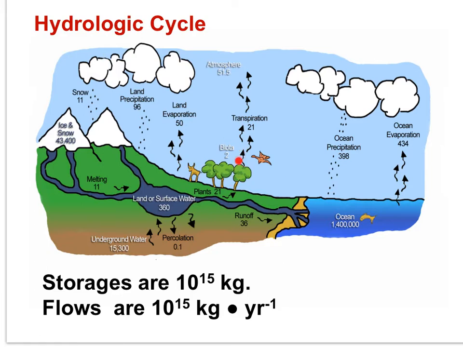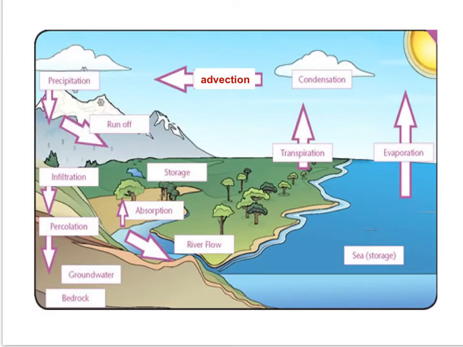Organisms are a storage of water. Ocean is a storage. Lakes, rivers, land or surface water. Groundwater, ice caps and glaciers, and atmosphere. And don't forget the fundamental difference between storages and flows, which is that their respective measurements are different. Storages are not rates.